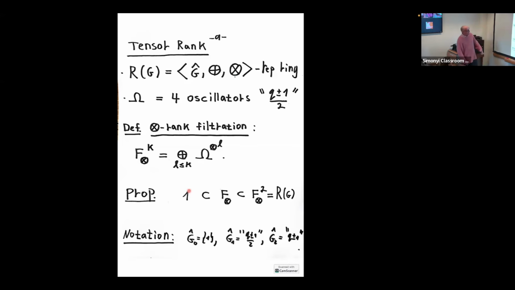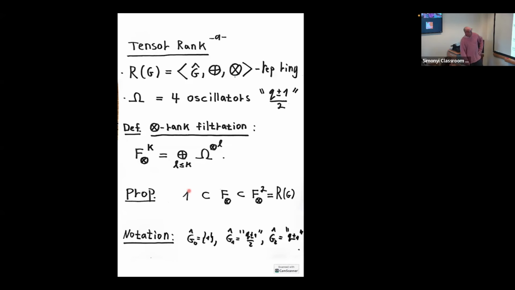Anyway, then you get actually a filtration: the trivial representation, then those four guys. And you don't need to continue forever. Actually, the filtration stabilizes to give the entire ring after 2 steps. And I'll call a representation of rank k, between 0 and 2, if it first occurs in this chain at step k. Particularly, if I move to the irreducible representations, I will use this notation.